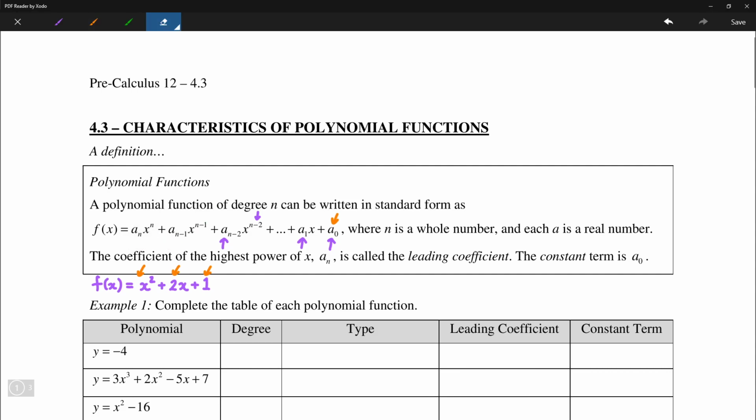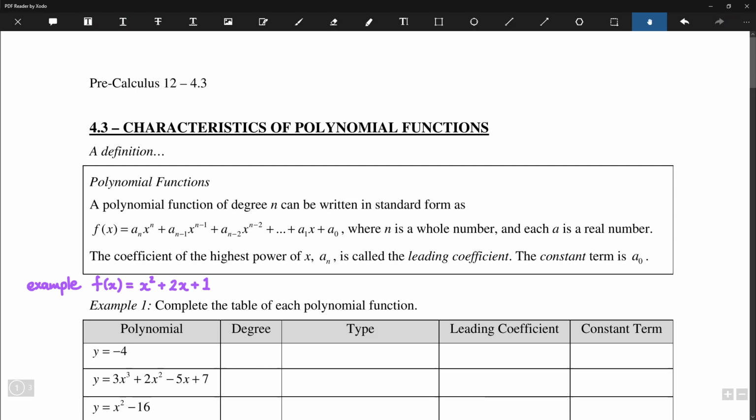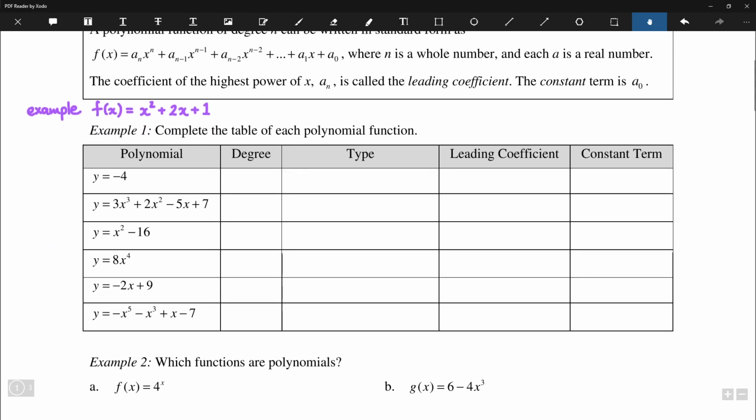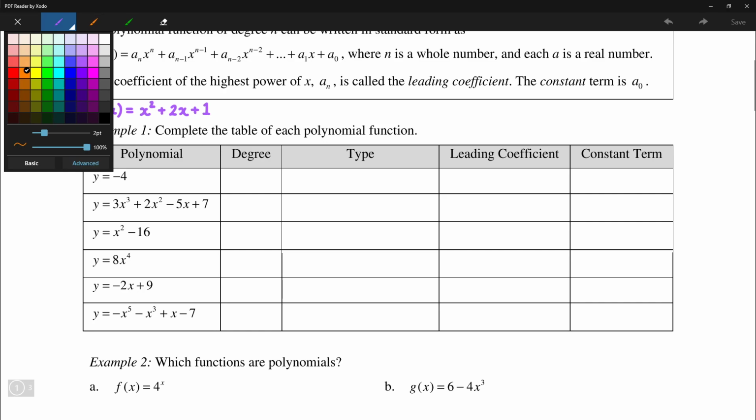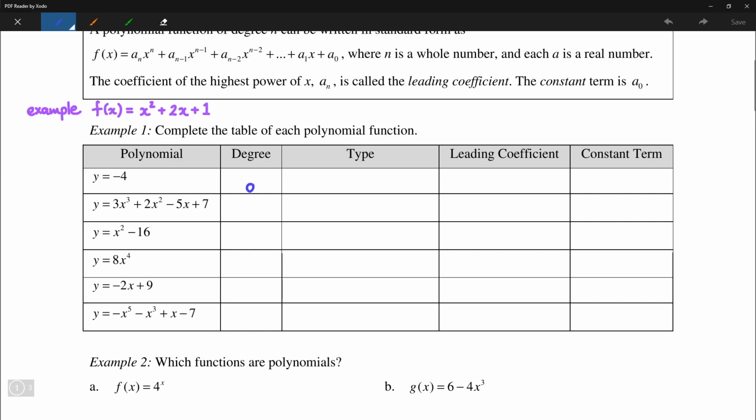All right, so let's continue. So this is just an example. Some of the polynomial functions that we'll look at are going to be familiar, and other ones will be a little bit new. The first one we have is just y equals -4. So that is a constant. And in that case, the degree will be 0. It's a constant, so we'll just write constant here.